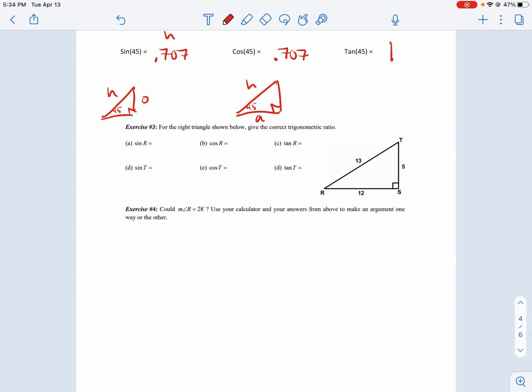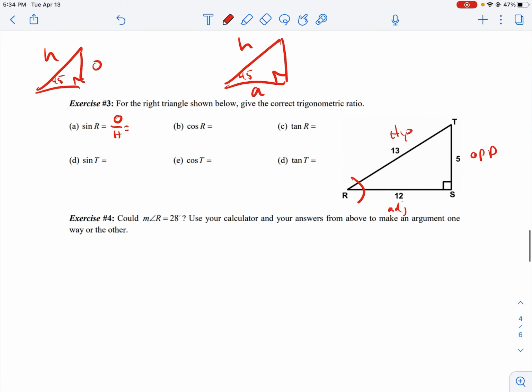So the sine of r. Let's start with r. So r is going to be opposite, adjacent, hypotenuse. So sine is some old hippie, so in this case it would be 5 over 13. Cosine is caught another hippie, which will be 12 over 13. And tangent, tripping on acid, is going to be 5 over 12.